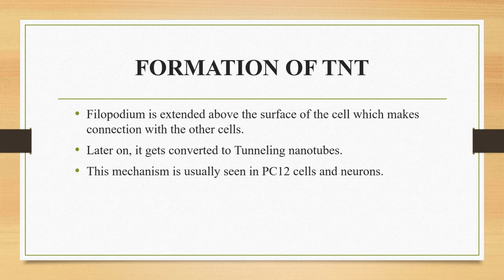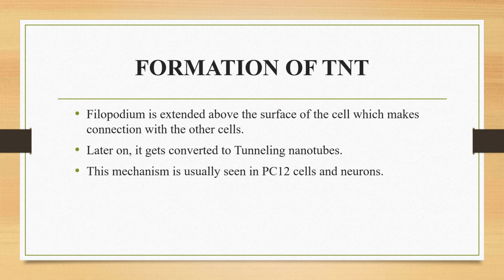Now, let's see how the formation of tunneling nanotubes takes place. First, a filopodium is extended above the surface of the cell, which makes connection with the other cells. And later on, it gets converted to TNTs, and it is usually seen in neurons. Tunneling nanotube-like structures were first described in neuronal cells. In these cells, de novo actin-driven formation of TNTs was observed.